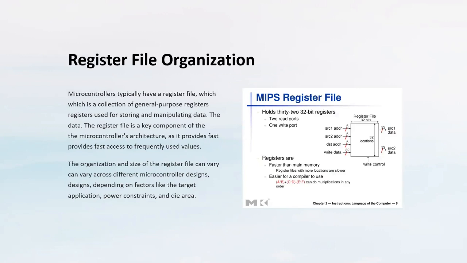Register file organizations. Microcontrollers typically have a register file, which is a collection of general purpose registers used for storing and manipulating data. The register file is a key component of the microcontroller's architecture as it provides fast access to frequently used values. The organization and size of the register file can vary across different microcontroller designs depending on factors like the target application, power constraints, and die area.